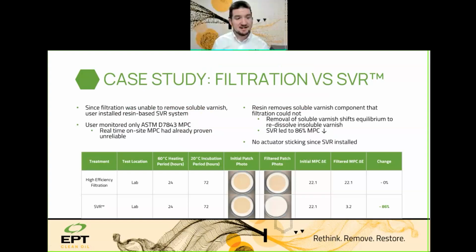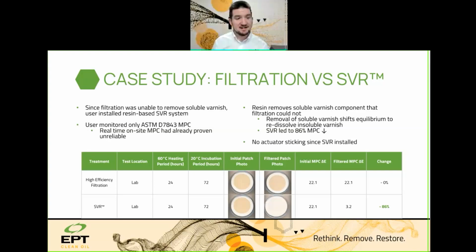Okay, so returning to our case study, this hydraulic actuator was sticking, and the high efficiency varnish filters that they installed on site unfortunately didn't work. The end user purchased a soluble varnish removal system at this time because they figured out what was wrong. And you can see the impact that that SVR had in the bottom row of our table. You can see that it removed the soluble varnish, which the high efficiency filters had left behind earlier.